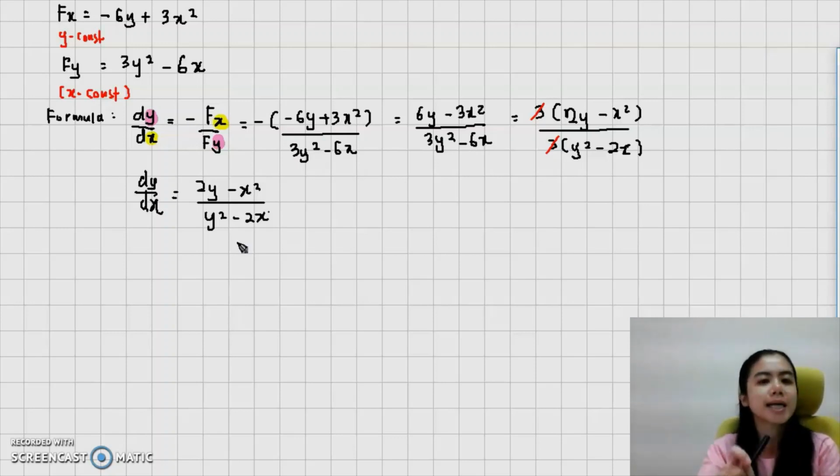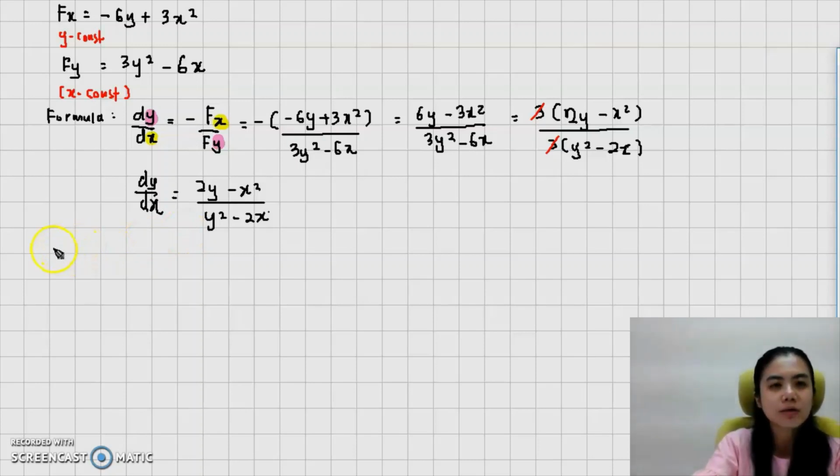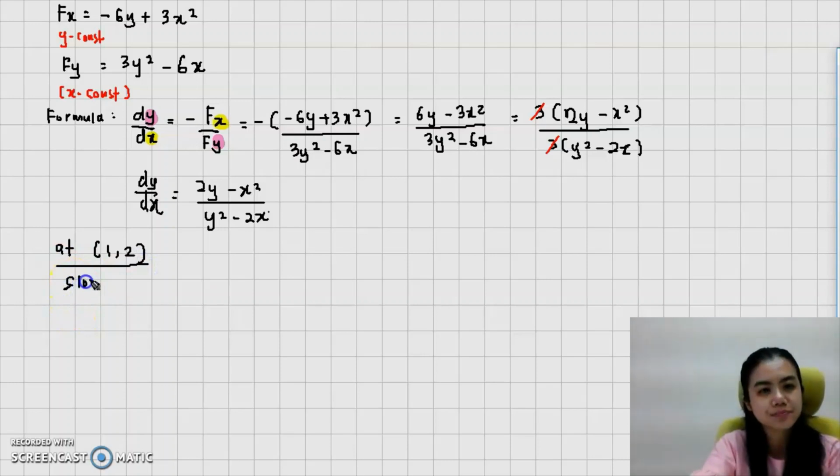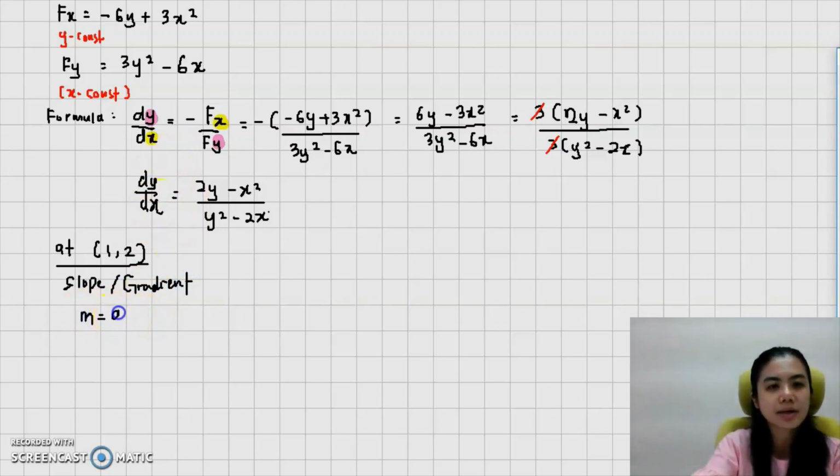But this question is asking for the equation of the tangent. If you're talking about the equation of the tangent, you need to find the gradient of the slope first. In order to find the gradient of the slope, you need the point, the coordinates. The coordinates given are (1, 2). To find the slope, or the gradient, you can get it from dy/dx by doing the substitution.